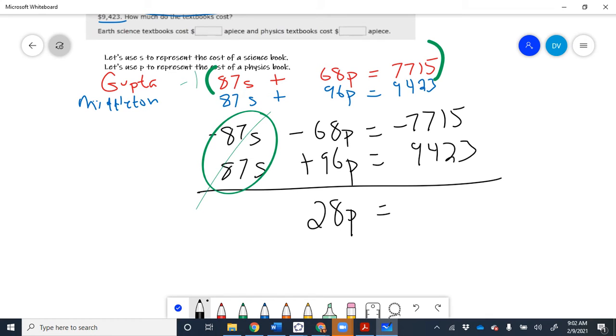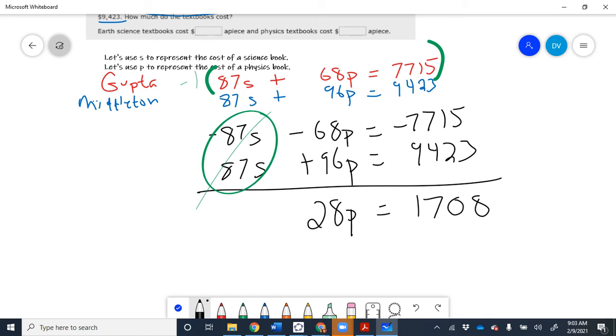And then instead of saying negative 77.15 plus 94.23, couldn't I also say 94.23 minus 77.15? All right, I'm going to use my calculator. You can do it too. 94.23 minus. Okay. Tell me what you get there. Is that what you got? So isn't that a pretty easy equation to solve now?